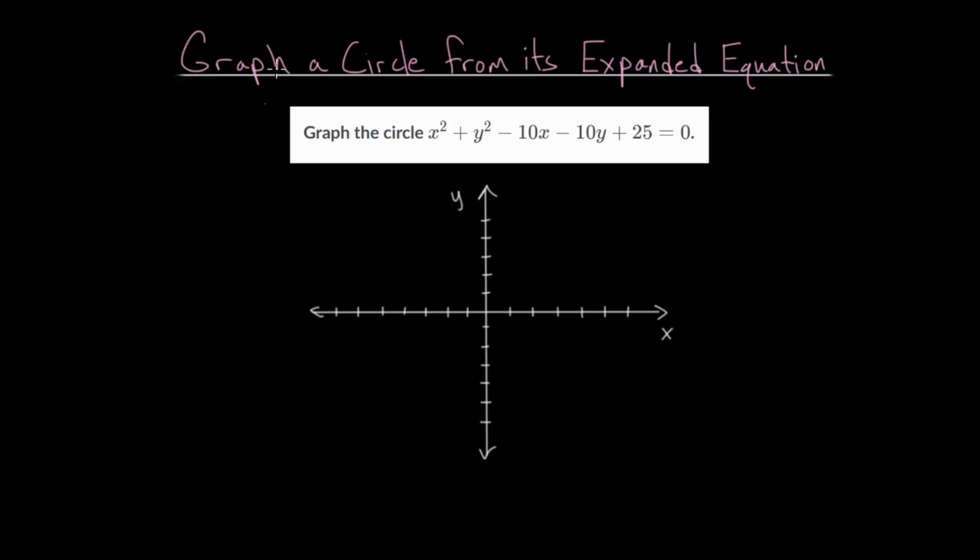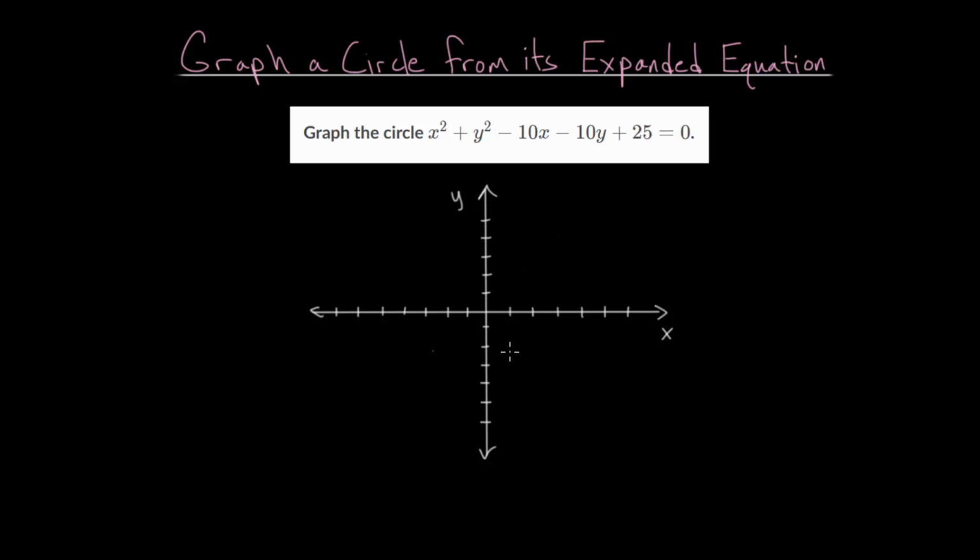In this video, I'd like to talk about graphing a circle from its expanded equation. So we have this equation, and this is the equation of a circle. It's just not written in its standard form. But what we can do is complete the square for both the x terms and the y terms and rewrite it as the standard equation for a circle. Since with that standard equation, we can quickly find the center and the radius of the circle.